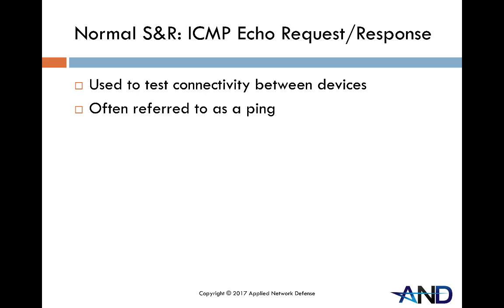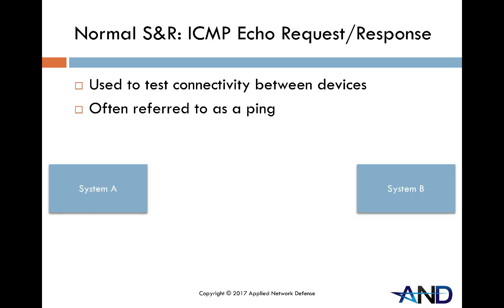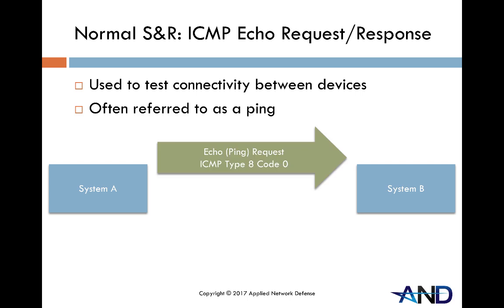But I do want to demonstrate the normal stimulus and response, what that looks like both at a conceptual level, and we'll also look at some packets as well. Now, in this case, for our example, we'll say we have two systems, System A and System B. And System A, we want to make sure it can communicate with System B. There's a clear path there. To do that, I'm going to generate an ICMP Type 8 Code 0 message, which is an echo request or ping request if you want to use that terminology. It's going to pad that request with some data. It's different on a per operating system basis, and it's going to send that to System B.